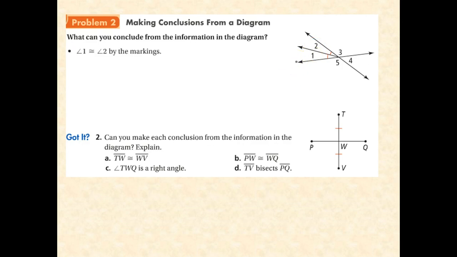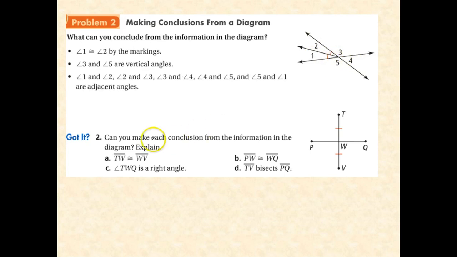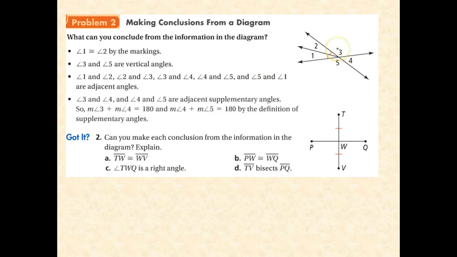So let's see what we got here. Angle 1 is congruent to angle 2 by these markings. Angles 3 and 5 are vertical angles because they're made by two lines intersecting and they're straight across from each other. All these adjacent angles: 1 and 2 are adjacent. 2 and 3 are adjacent. 3 and 4 are adjacent. 4 and 5 are adjacent. 5 and 1 are adjacent. 3 and 4 and 4 and 5 are adjacent supplementary angles.